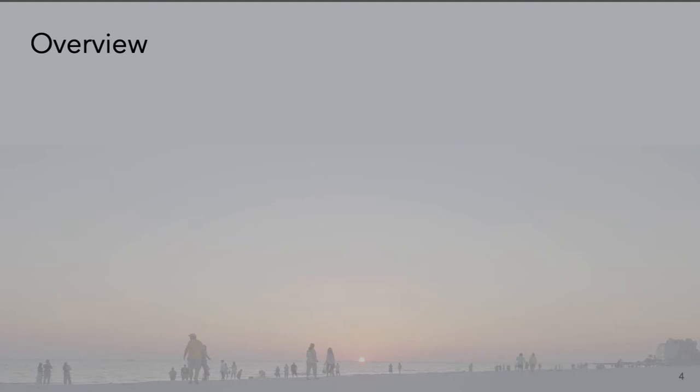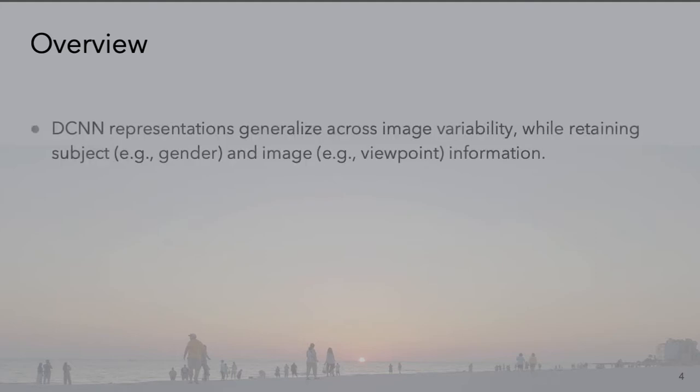Modern deep convolutional neural networks are state-of-the-art in machine face recognition and can identify faces across substantial variability. However, despite their invariant performance, the output from a DCNN retains information that is considered tangential to the task of face identification. This could include information about gender, viewpoint, illumination, or more.